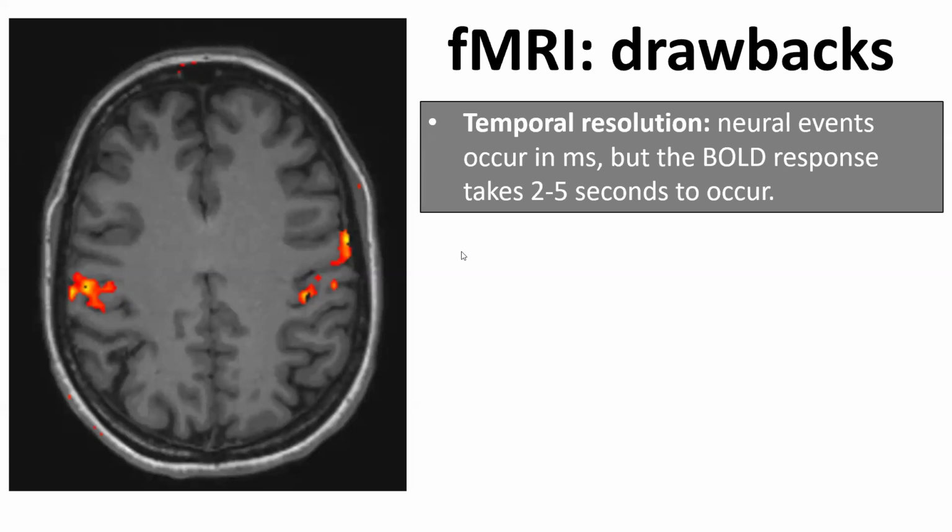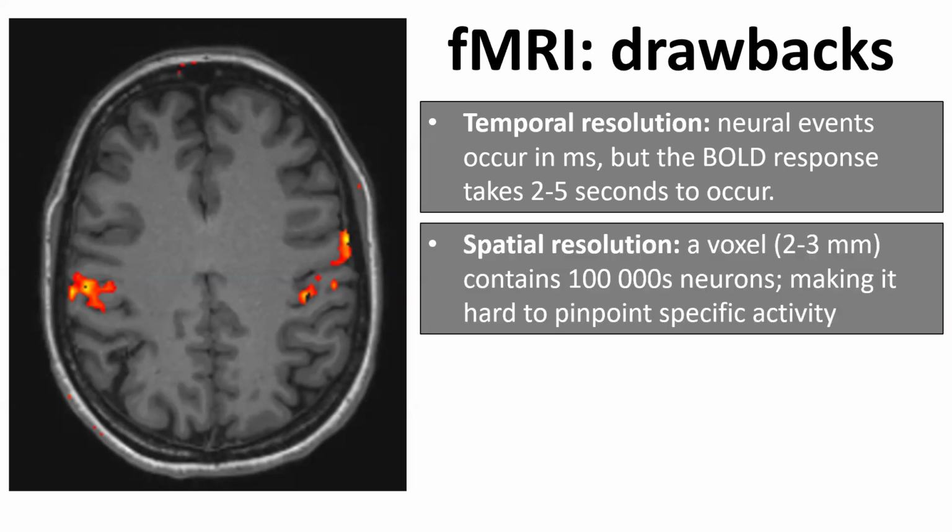What are the drawbacks of fMRI? Well, it has a pretty low temporal resolution. That means when we perform a certain cognitive task, neural activation happens in milliseconds, but the BOLD response takes some time to occur. It occurs after 2 to 5 seconds, which is quite long if you want to visualize neuronal activity that takes place in the range of milliseconds.